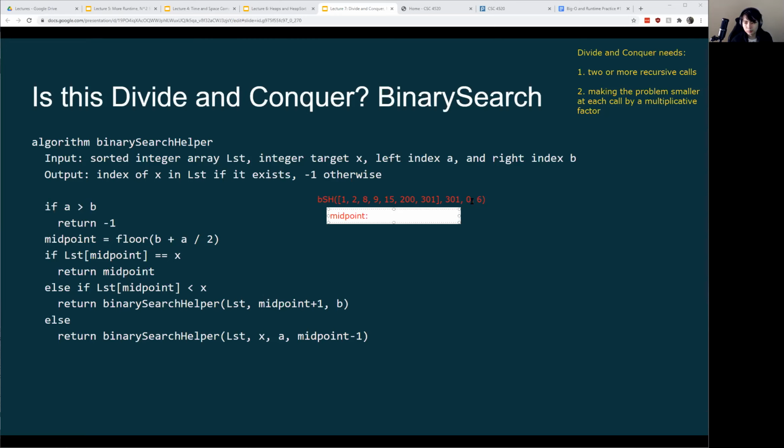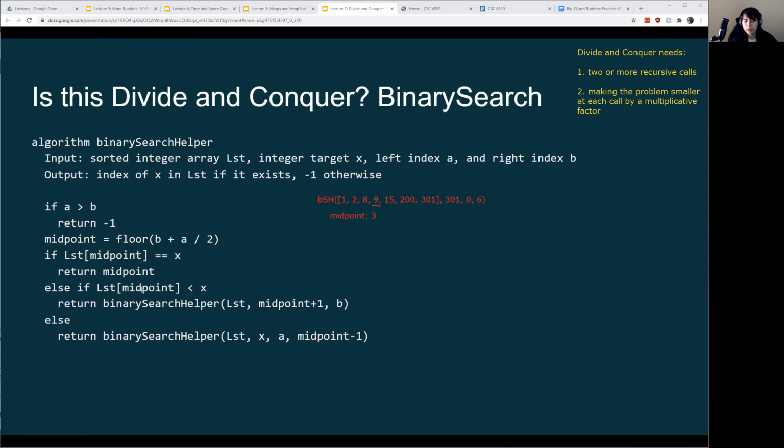It's 3, right? Because 0 plus 6 divided by 2 is 6 over 2, which is 3. Nothing too scary. So that means at index 3, that's what this if statement is saying. It's saying that at index 3 in the list, check to see if it's equal to x. So 0, 1, 2, 3 would check this 9. Is it equal to 301?